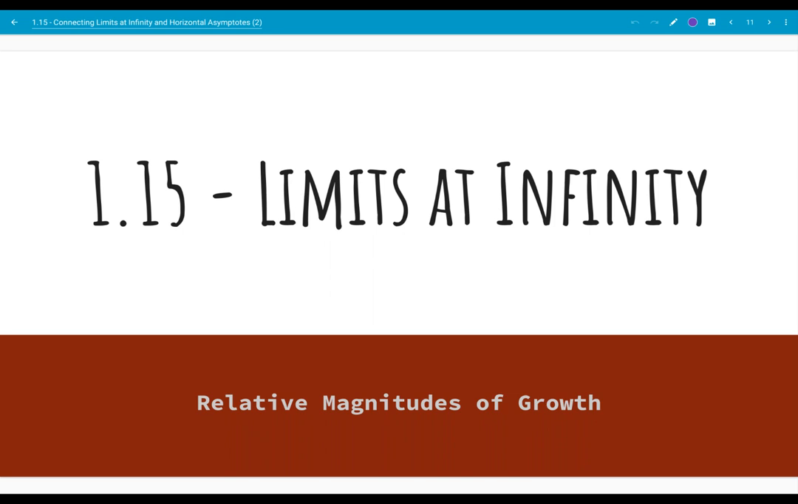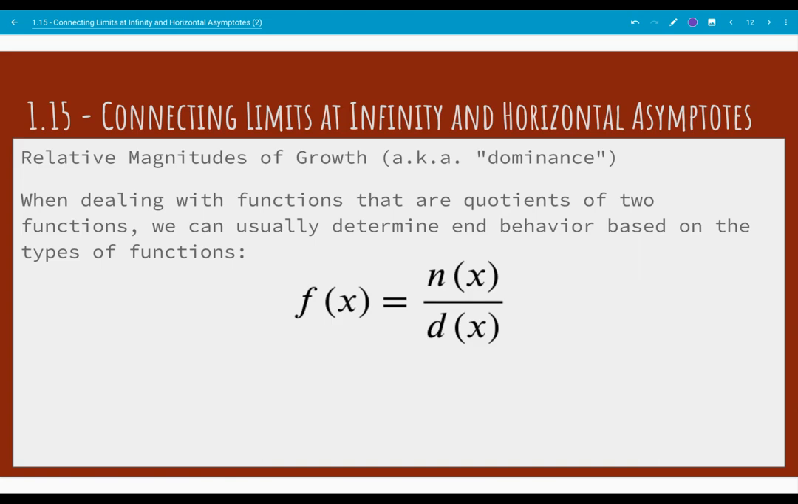So functions that might have exponential growth in it, or might have a factorial in it, or might have logarithms in it. So we're going to take those ideas that we use with rational functions, and we're just going to extend that and look at what happens when we have other types of functions in there.